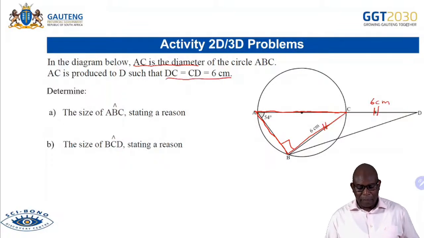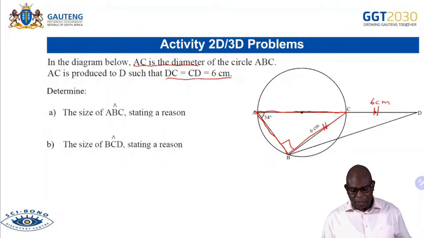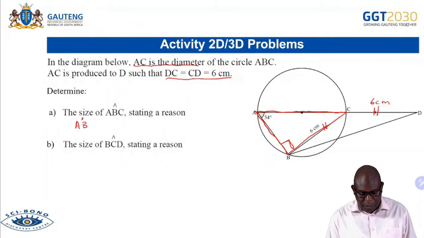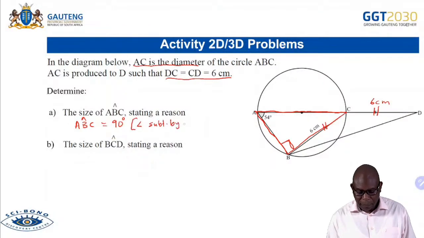That's the information there. AC is produced to D such that DC and CD are equal to 6. What is the size of angle ABC? Oh, I've already answered the question. Angle ABC equals 90 degrees. The reason is angle subtended by a diameter, or angle in a semicircle. Those two reasons are acceptable.